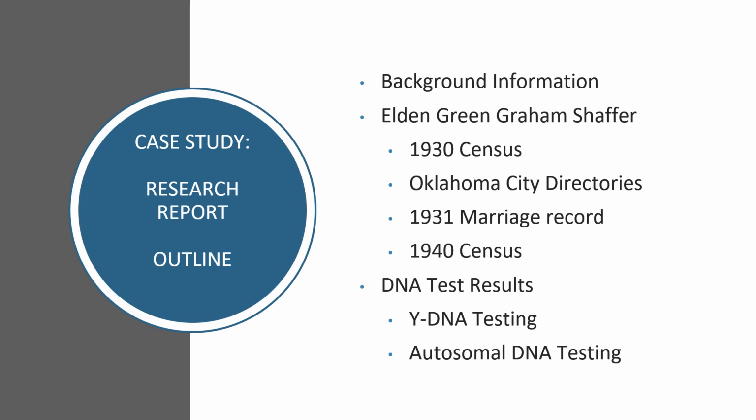Start with your background information and just write anything to get started. What did you know at the beginning of the project? You can address the genealogical records that the client gave you or that you already had, and then you can talk about the DNA. And you may need to go back and forth between the two, talking about the documents, talking about DNA, back and forth.